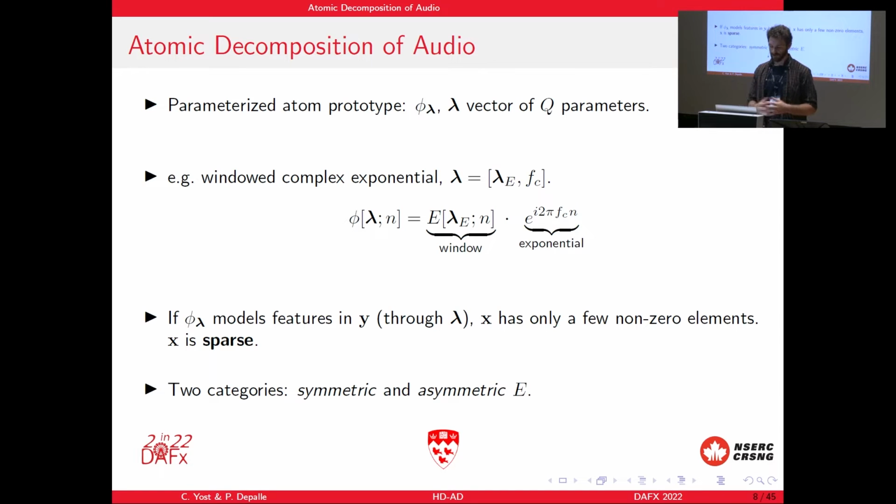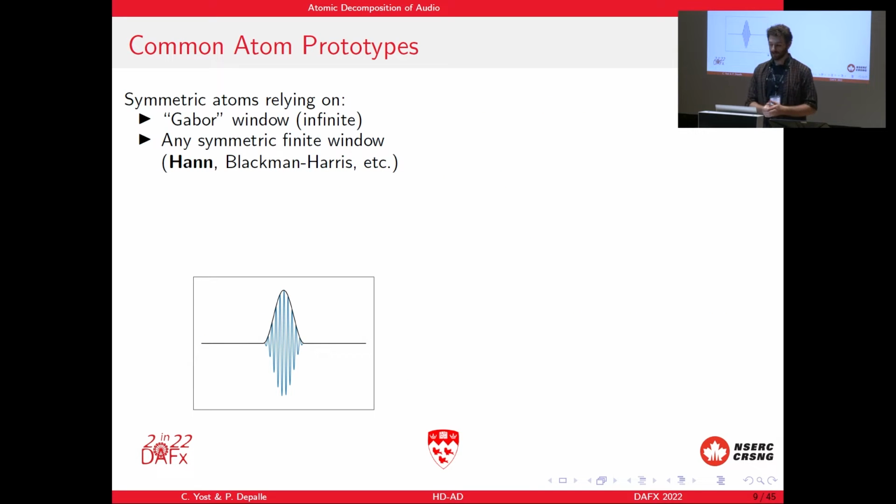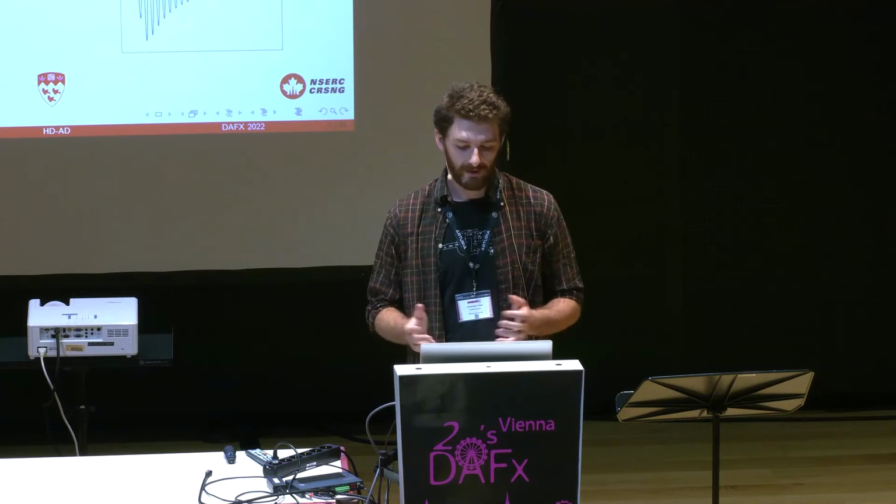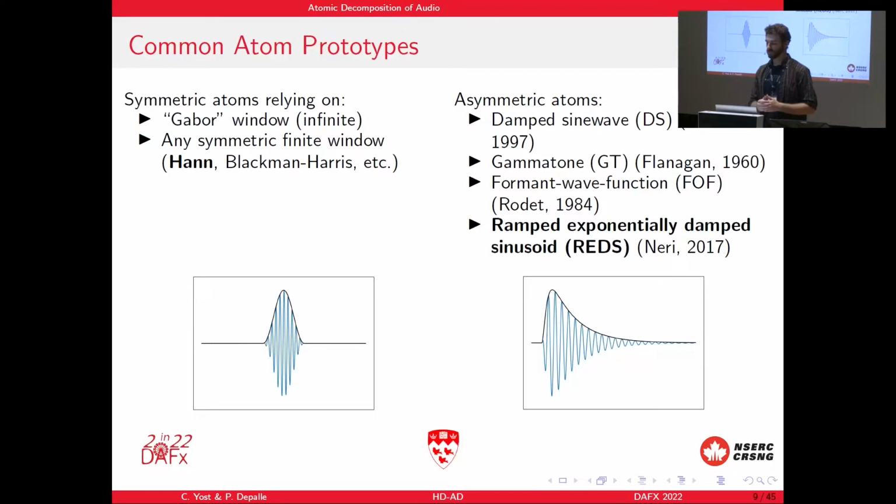And this envelope can typically be divided into two categories, symmetric and asymmetric. Very common shapes of symmetric atoms rely on a Gabor window in some instances, which is of infinite duration. In many others, other finite symmetric windows are used, such as a Hann window shown below, or a Blackman-Harris. And then the family of asymmetric atoms typically includes the damped sine wave, the gammatone, the formant wave function, and the ramped exponentially damped sinusoid, which is shown below.